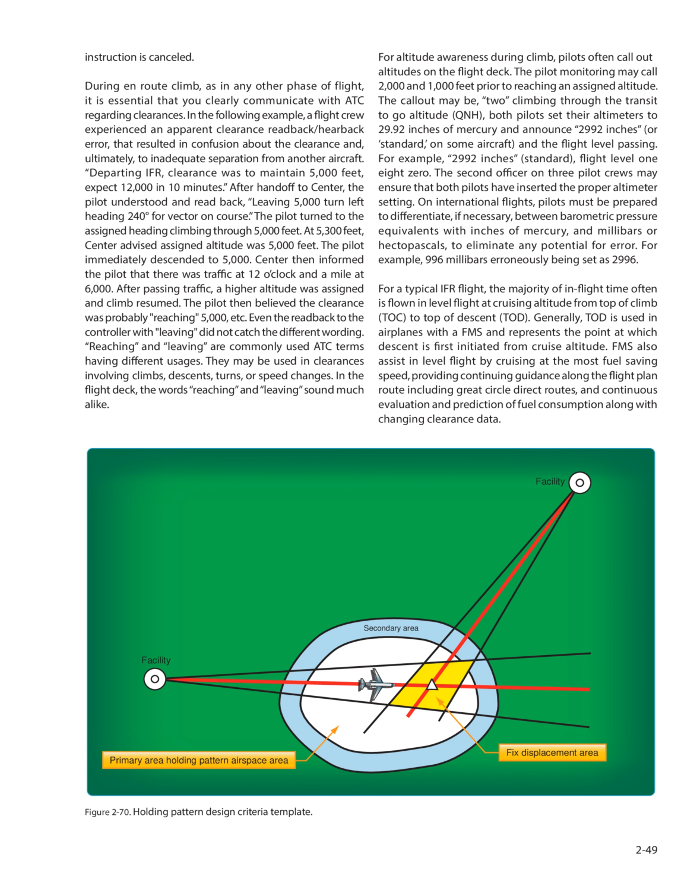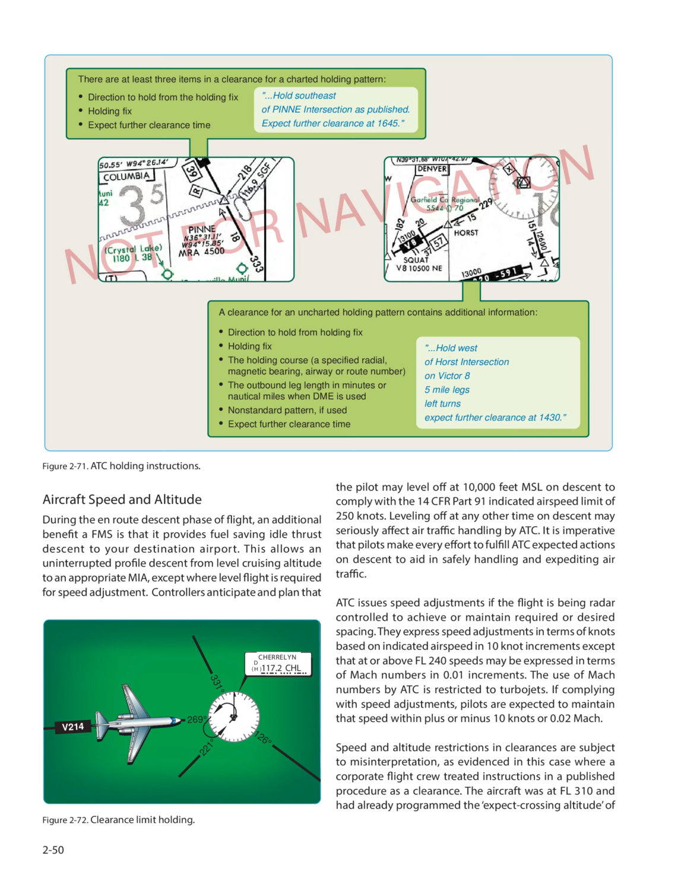Generally, TOD is used in airplanes with a FMS and represents the point at which descent is first initiated from cruise altitude. FMS also assist in level flight by cruising at the most fuel-saving speed, providing continuing guidance along the flight plan route including Great Circle direct routes, and continuous evaluation and prediction of fuel consumption along with changing clearance data. Aircraft speed and altitude during the en route descent phase of flight. An additional benefit of FMS is that it provides fuel-saving idle thrust descent to your destination airport.